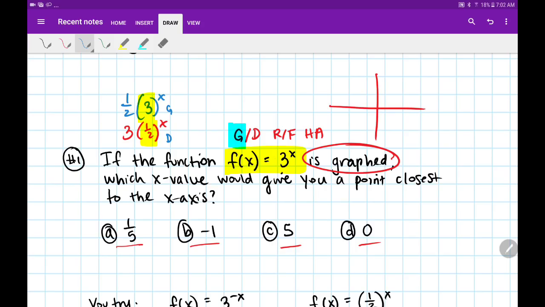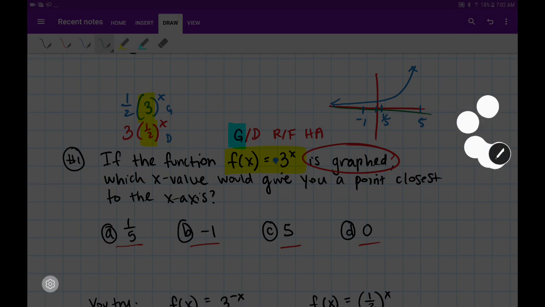This is regular because there's no minus sign out in the front. So we'll graph it, and my horizontal asymptote is 0. So it says, which x value? 1/5, that's approximately over there. -1, that's over there. 5, or 0. Which x value brings your graph closest to the x-axis?